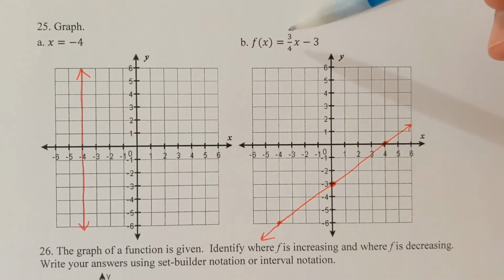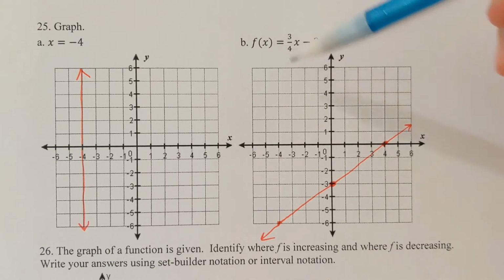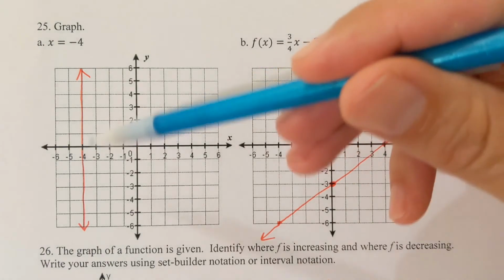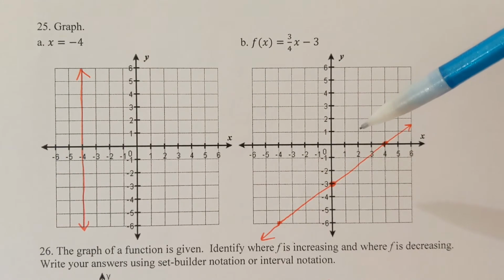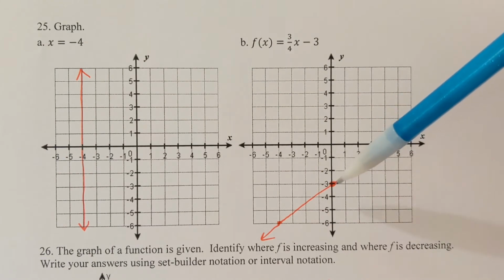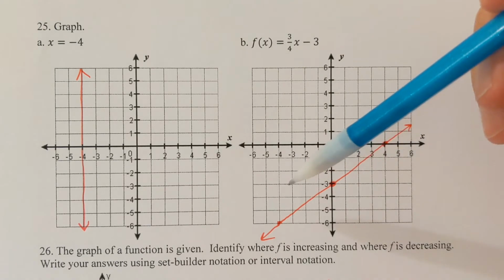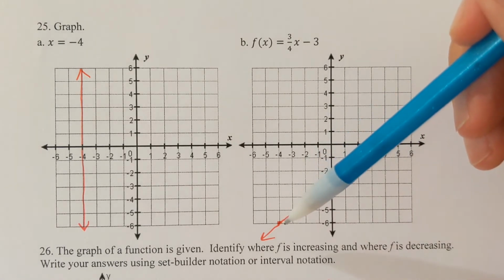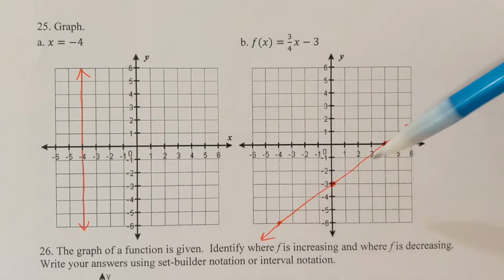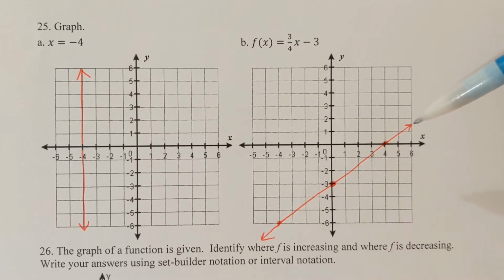Part B, f of x equals 3/4 x minus 3. Okay, so here I've got a function. Any line that's not a vertical line can be written using function notation. That's fine. So (0, -3) is the y-intercept, and the slope is 3/4. So I go up 3, to the right 4, up 3, to the right 4. Go down 3 and over 4. Draw the line as best I can.